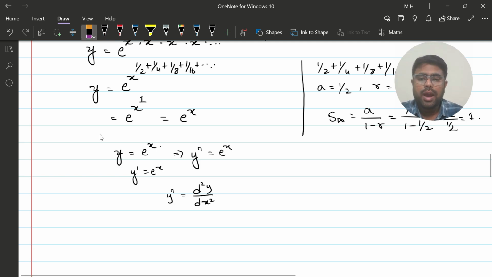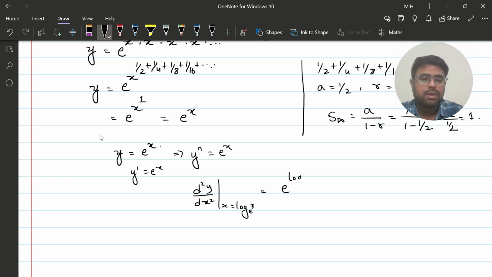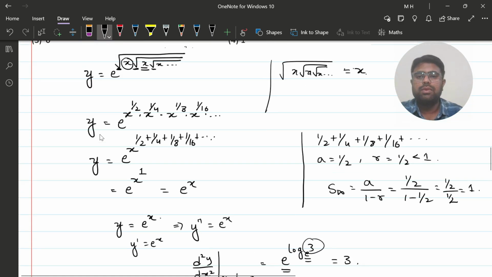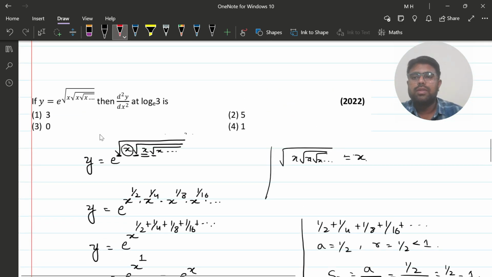At x equal to log 3 to the base e, which is equal to e raised to, in the place of x I'll put log 3 to the base e. Since this base and this base are the same, I'm going to get only 3, so it is going to be equal to 3. Therefore the correct answer is the first option, that is 3.